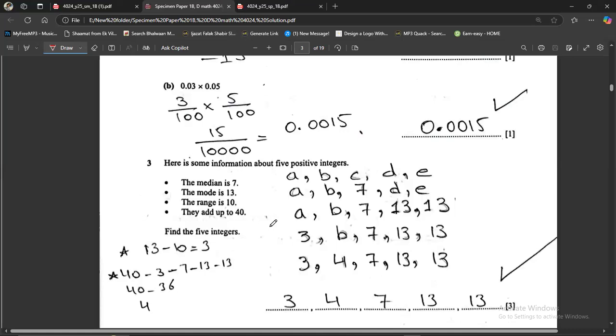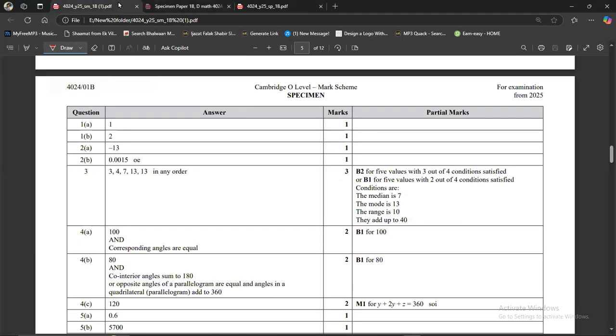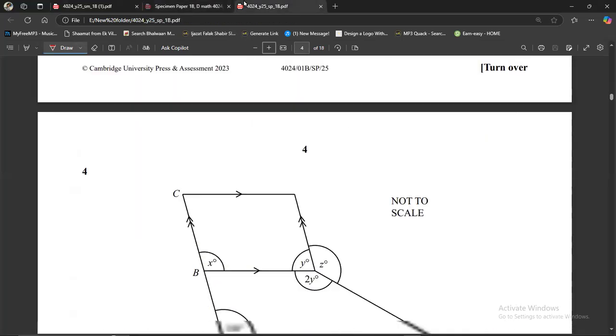Then they say they add up to 40. So I will add these numbers: 3 plus B plus 7 plus 13 plus 13 equals 40. So it will be 40 minus 36, and that will be 4. So this number B is 4. So the 5 numbers are 3, comma 4, comma 7, comma 13, comma 13. It's an important question, and I hope you understand how we have done this. Okay, so this is how question number 3 is done. So we are going to the next question.